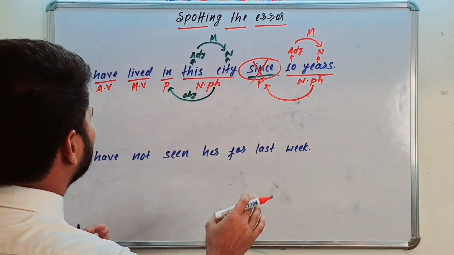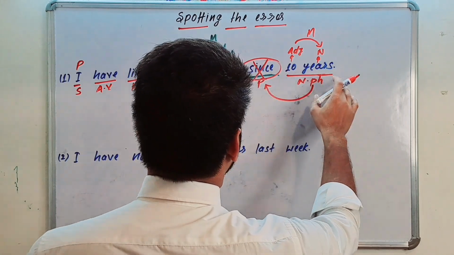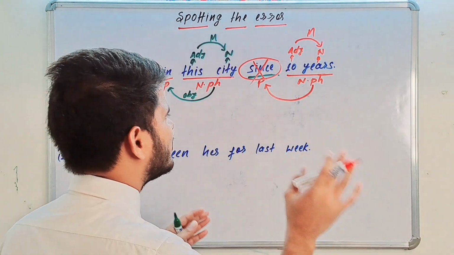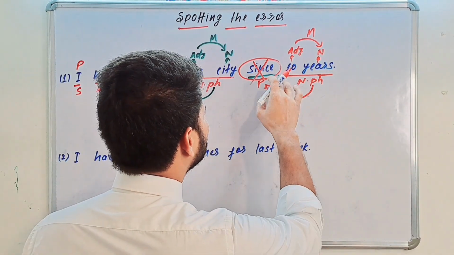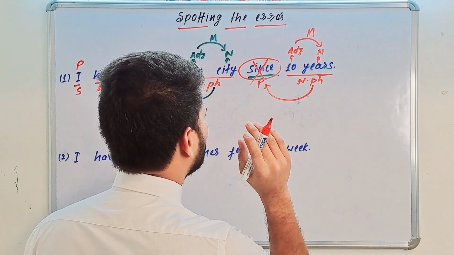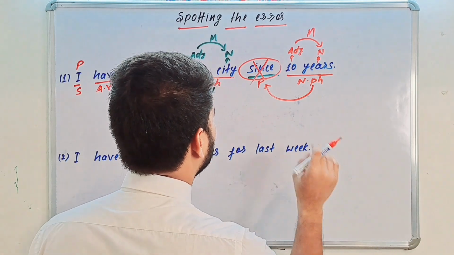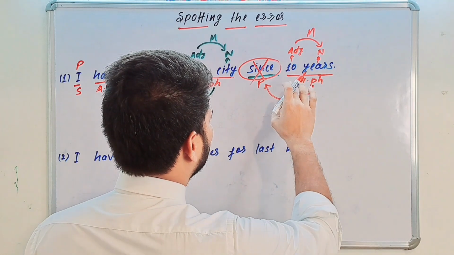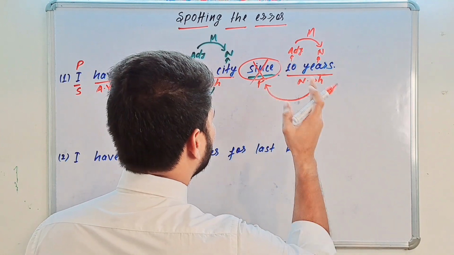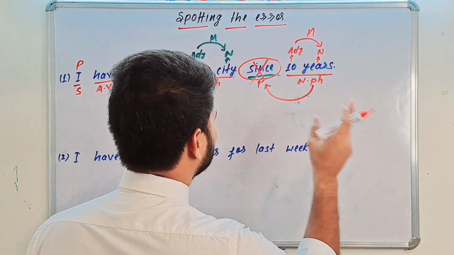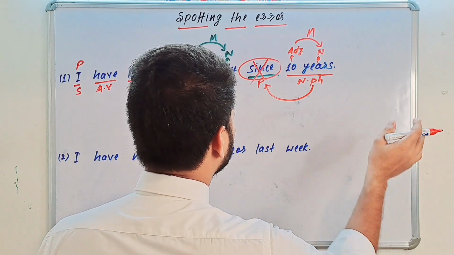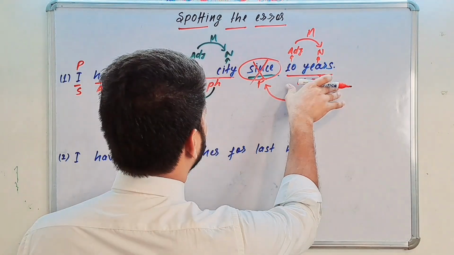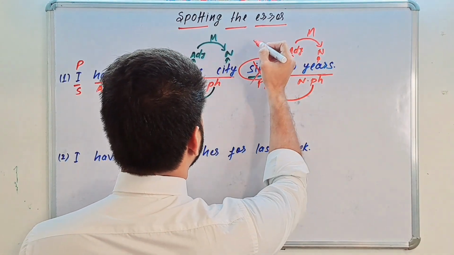I have lived in this city since 10 years. I told you the preposition since is used to denote a starting point of time, not a period of time, like 10 years, 5 years, 5 months, 5 days, 6 days. So if you want to denote a period of time, use what?